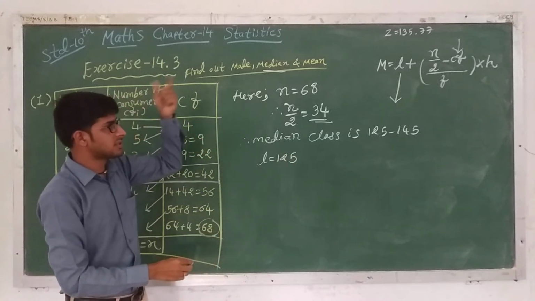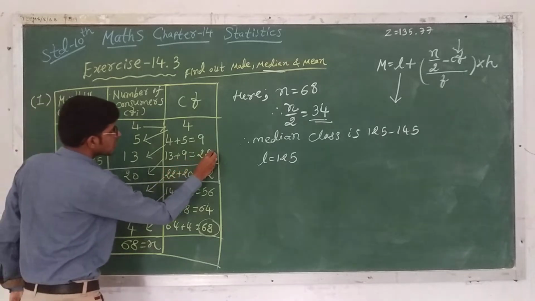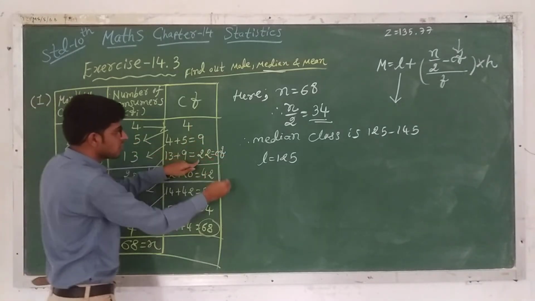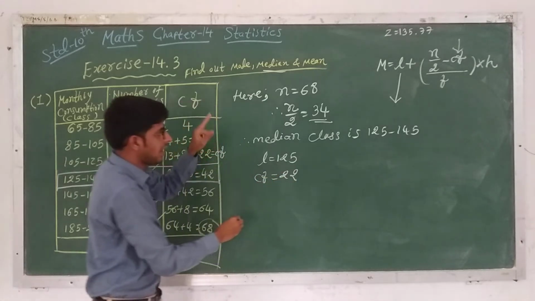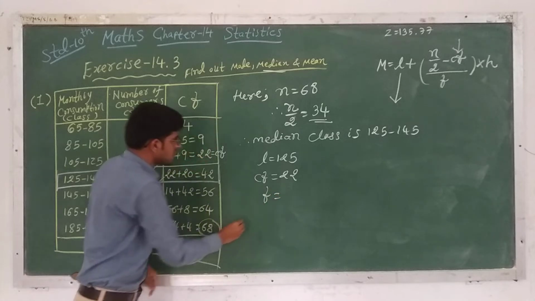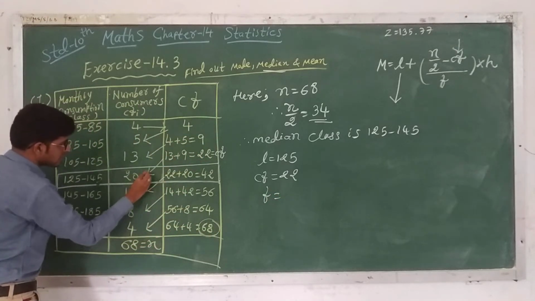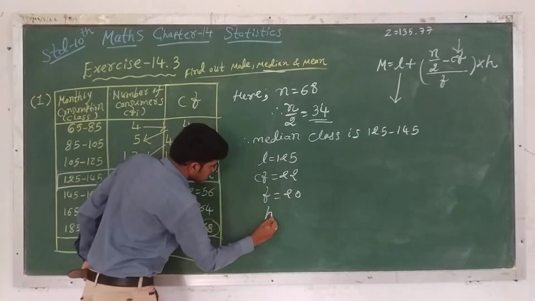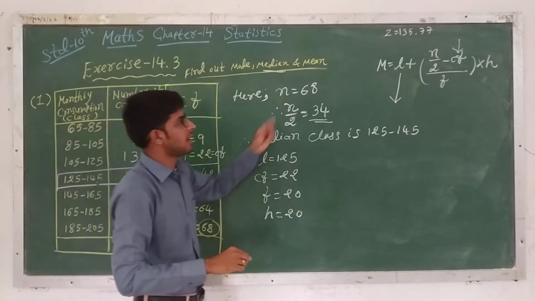Next we have to find out CF. So the cumulative frequency is 22. We have to take the previous cumulative frequency. So CF is equal to 22. Write down CF is equal to 22. And F is the frequency of the median class. So F is equal to 20. Write down F is equal to 20. And H is equal to 20. Now we have to apply the formula.